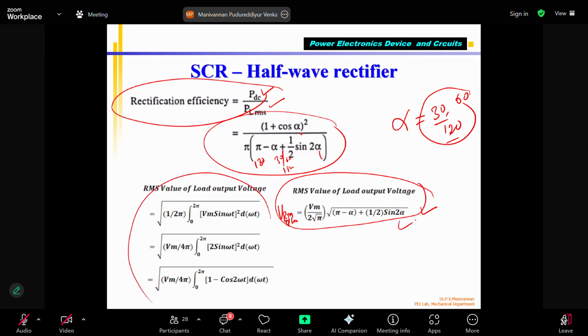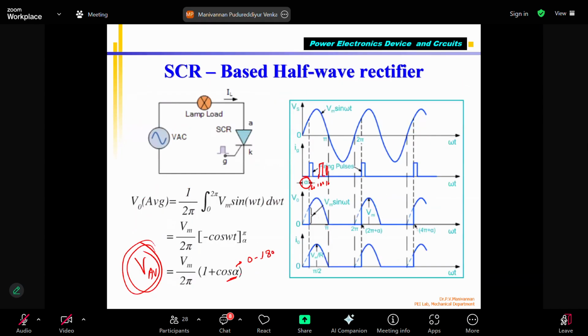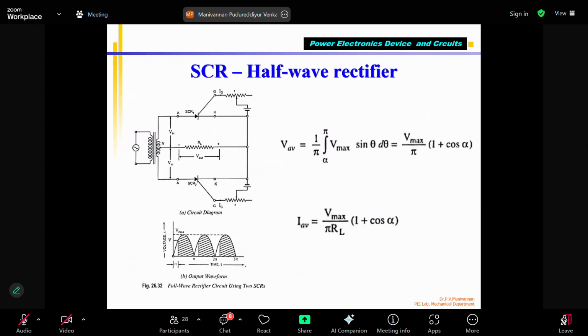You'll be asked to find the RMS value of the load output voltage: VRMS load equals VM divided by 2 into the root of (pi minus alpha plus 1 divided by sine 2 alpha). Alpha is called the conduction angle. Correct? So you are asked to vary the conduction angle: 60, 30, 120, three or four values. Find out this value, this, and also this. Okay. So that's it. That is the half-wave rectifier.